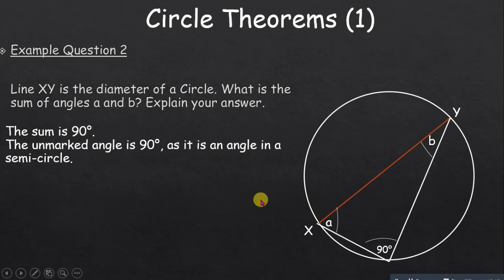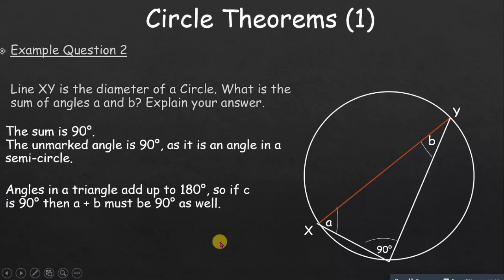So 90 degree is here, the angle subtended from the diameter to the circumference of the circle. Now, then A and B must also give you 90 degree like we have said. But we will not be able to find A and we will not be able to find B because we don't know one of them. We only know that A plus B will give you 90 degree.